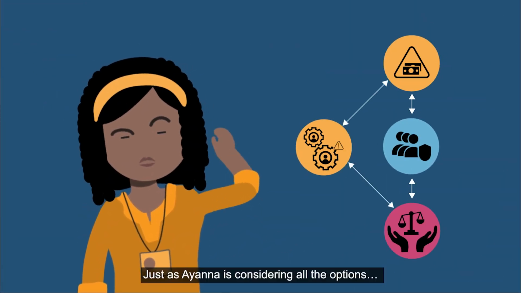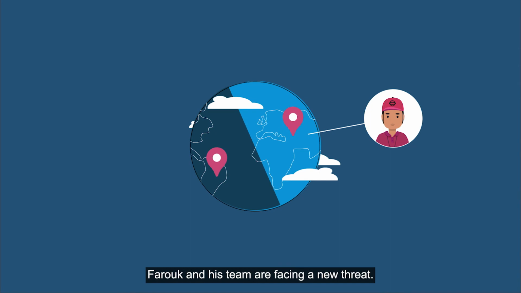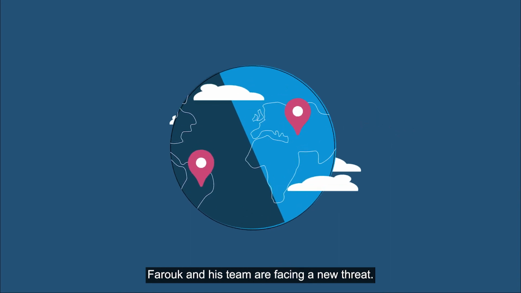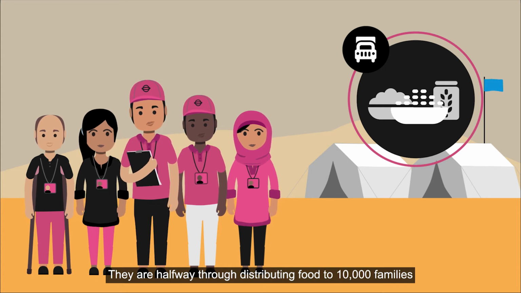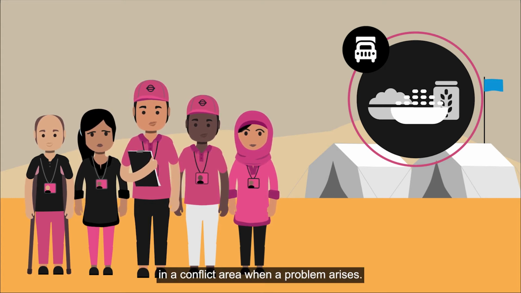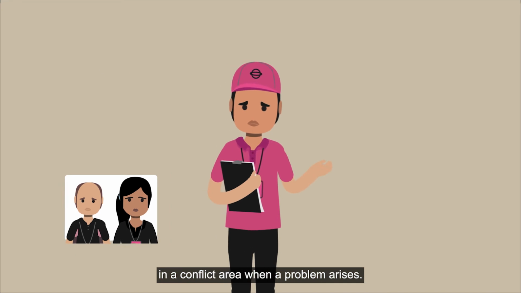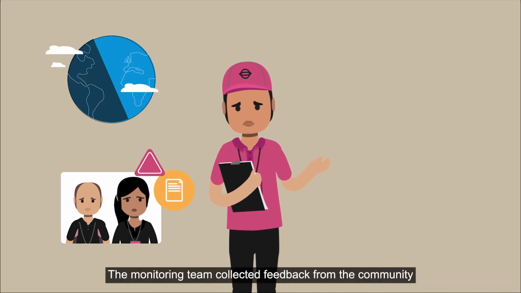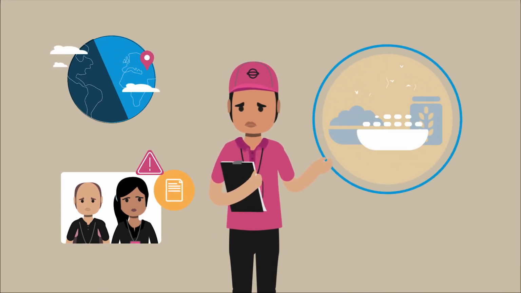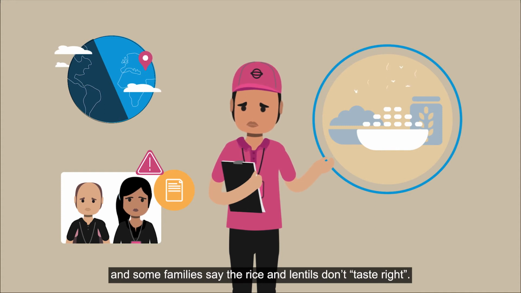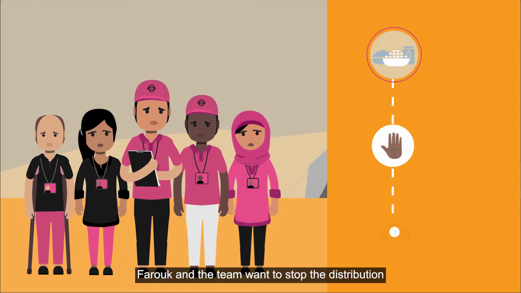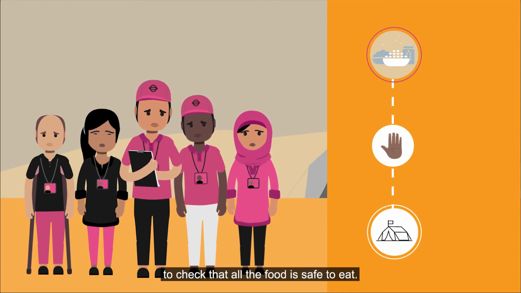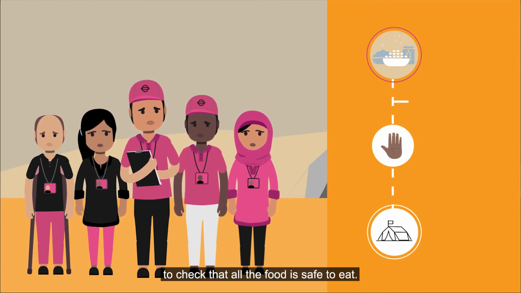Just as Ayana is considering all the options, Farooq and his team are facing a new threat. They are halfway through distributing food to 10,000 families in a conflict area when a problem arises. The monitoring team collected feedback from the community, and some families say the rice and lentils don't taste right. Farooq and the team want to stop the distribution to check that all the food is safe to eat.